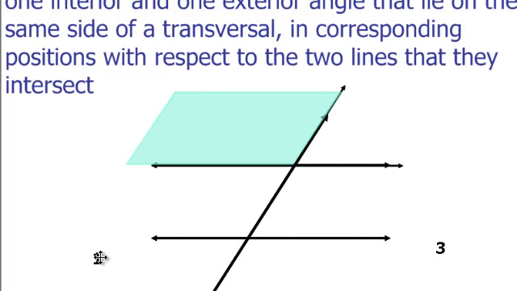Corresponding, this is the one that kind of has a weird definition, but if you look at it, one's on the inside, one's on the outside. They're on the same side of the transversal in corresponding positions with respect to the two lines they intersect.